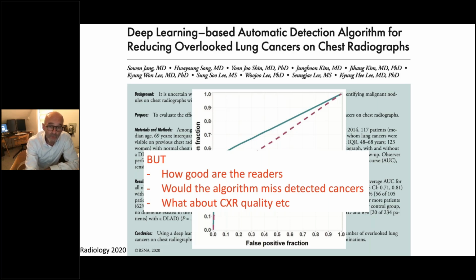We also don't know whether the algorithms would miss obviously detected cancers that radiologists and radiographers, etc., would detect. And we also don't know the percentage of chest X-rays that are of insufficient quality, that they're supine, that they're rotated, the patients have taken a poor breath in, etc. We don't know how good the algorithm is when all of those factors need to be taken into account. And as we don't know that, it gets very difficult to know when we should be using it.